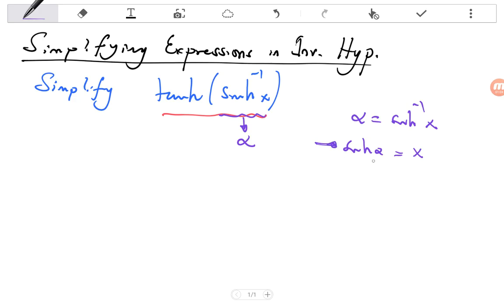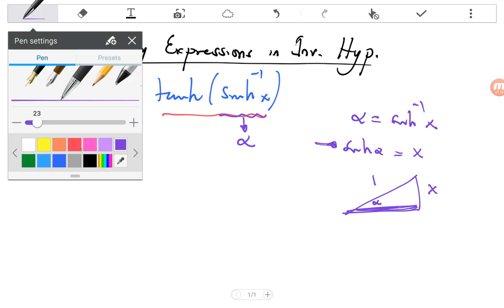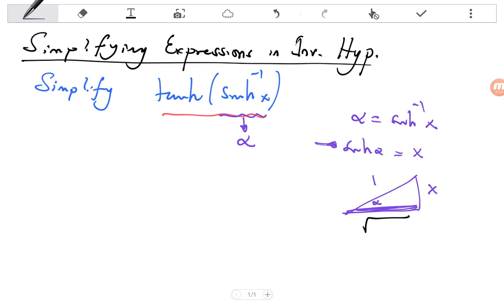In this case, we'll make a fake triangle instead of the ordinary triangle. We make the fake triangle for this alpha, where sinh is equal to x over 1, and we complete it, treating the hypotenuse as the largest side, which means the other side would be the square root of 1 plus x squared. Whenever I have this fake triangle for alpha, I can find any hyperbolic function that I will need.